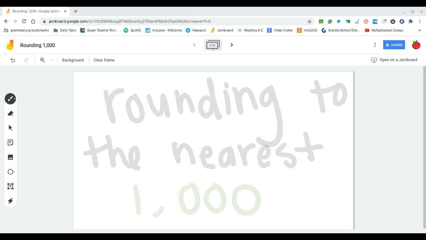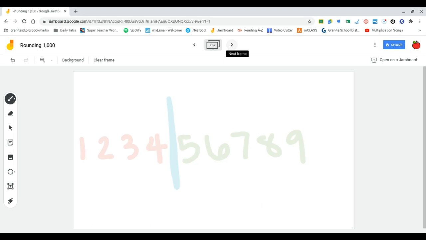Hello, today we're going to work on rounding to the nearest 1,000. Let's review what rounding is. So rounding is going to be changing the existing number to be a closer estimate of that same number.